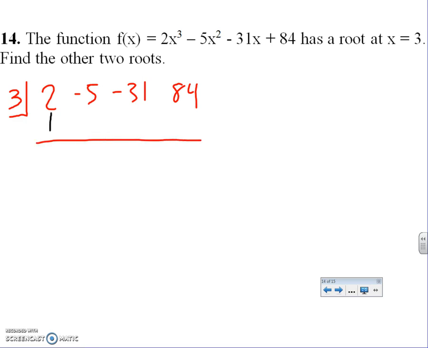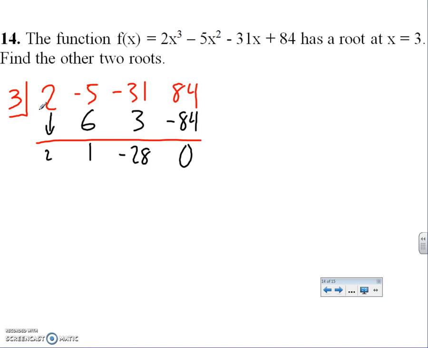So bring down the first one, multiply that number in the box. 2 times 3 is 6. Add -5 and 6 makes +1. Multiply 1 and 3 to get 3. Add, that gives me -28. Multiply -28 by 3, so -84. And those add to 0. Remember, it must add to 0. If it does not have a 0 in the remainder, that means you messed up, or that's not a root.